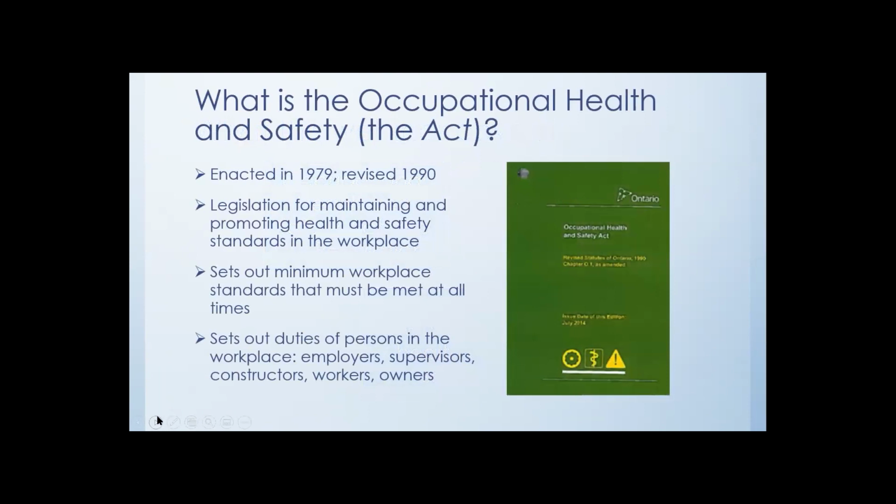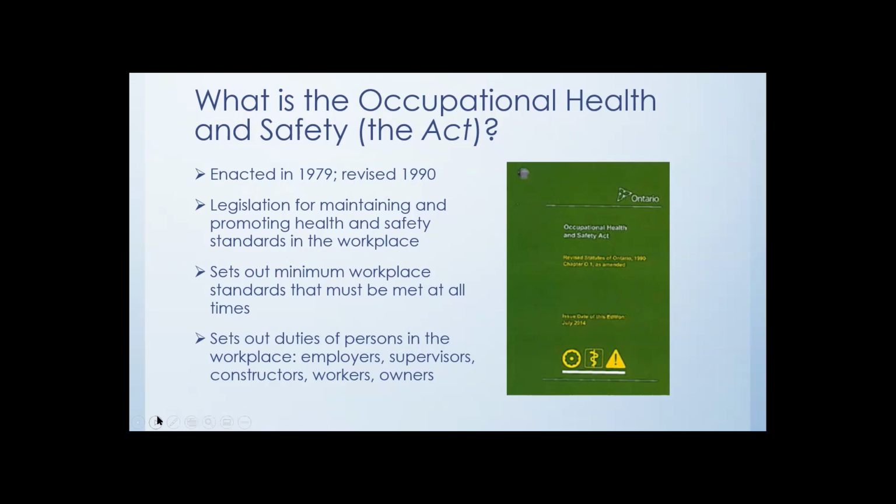What is the Occupational Health and Safety Act? The Act was first enacted in 1979 and then revised in 1990. The Act is the primary legislation for maintaining and promoting health and safety standards in the workplace. The Act sets out minimum workplace standards that must be met at all times. This is also called maintaining compliance with the Act. The Act sets out duties of persons in the workplace, including employers, supervisors, constructors, workers, owners, and others.